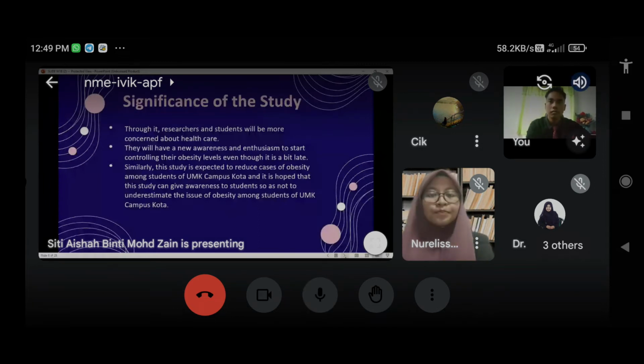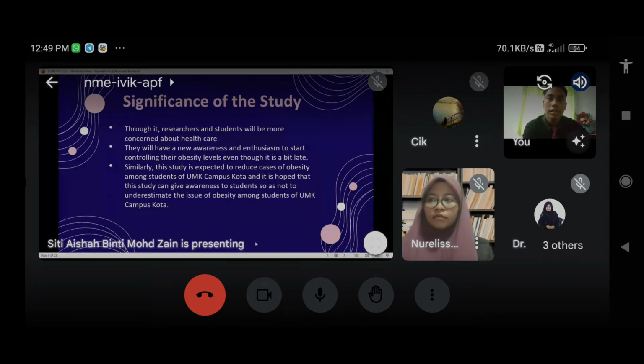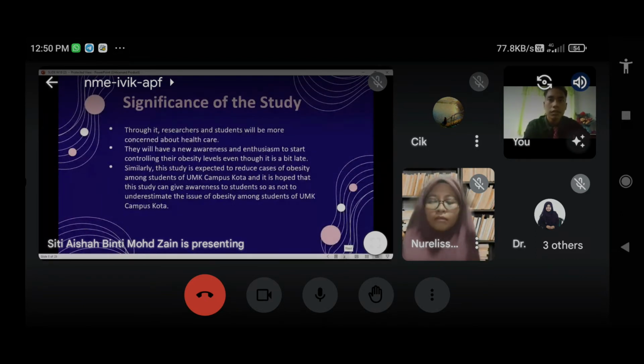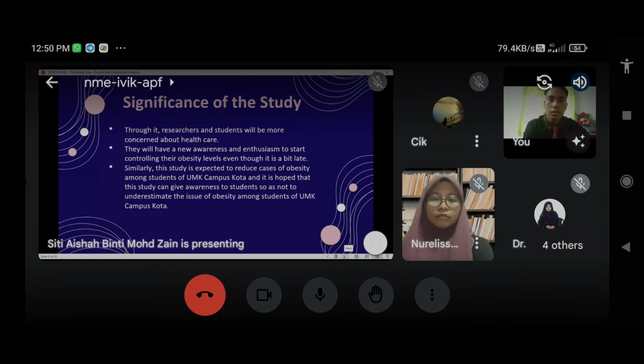For significance of the study, the study will broaden the scope of understanding of students about obesity factor among UMK campus quota students. Through it, researchers and students will be more concerned about healthcare. At the very least, they will have a new awareness and enthusiasm to start controlling their obesity level even though it is a bit late. Similarly, this study is expected to reduce cases of obesity among students of UMK campus quota, and it is hoped that this study can give awareness to students so as not to underestimate the issues of obesity among students of UMK campus quota. Next.